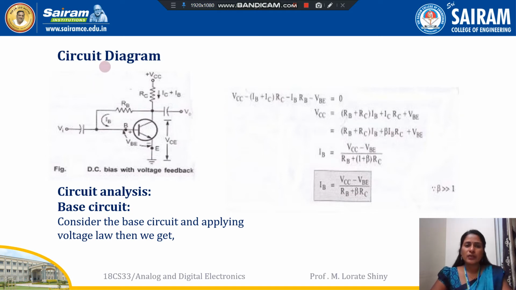So biasing circuit is used to find the proper operating point. Operating point is nothing but combination of IC and VCE. So we are going to find the IC and VCE only through this collector base circuit.